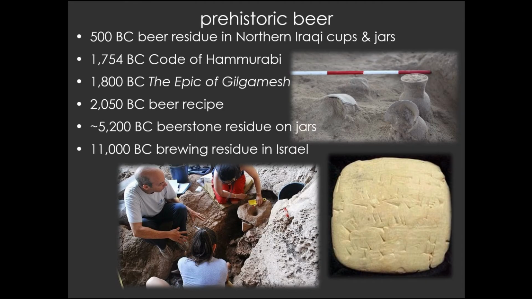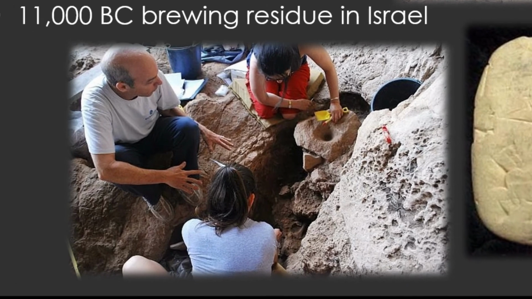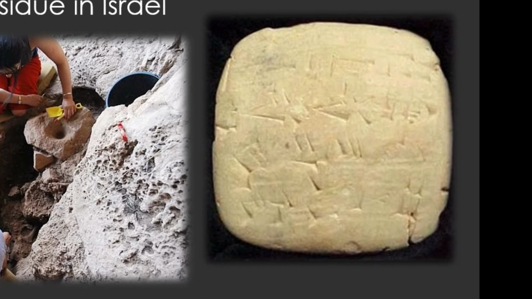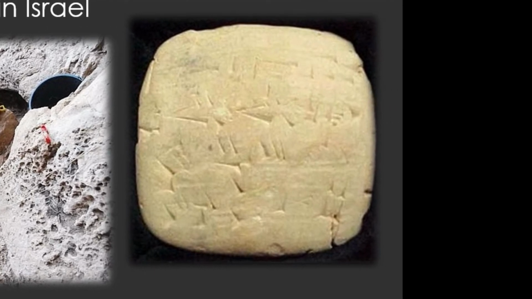One of the most well-known fermented foods is beer, and it's also one of the oldest. In fact, the history of brewing grains in order to create a fermented beverage is 13,000 years old. We have archaeological evidence shown at the bottom of the slide here of brewing residue that was found in Israel. We have beer stone residue on jars from 5200 BC. We actually have a beer recipe recorded in hieroglyphs from 2000 BC.